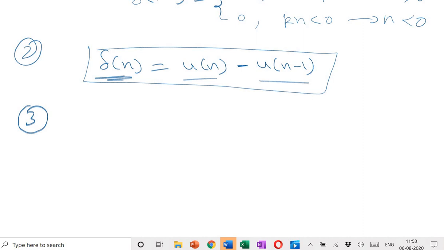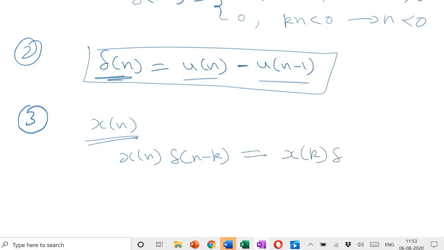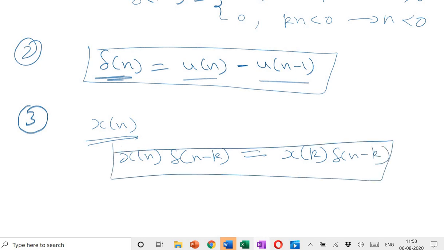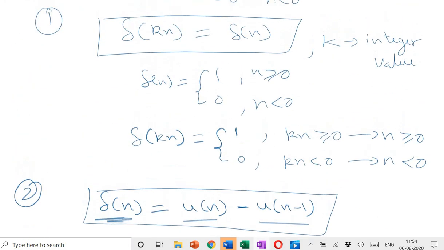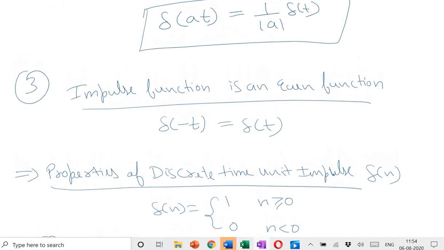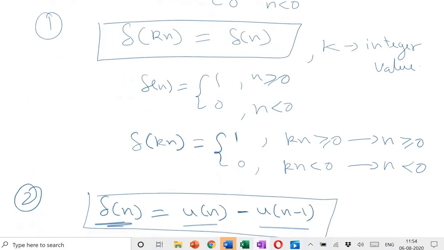The third property states that for any arbitrary sequence x of n, x of n multiplied by the shifted version of the discrete unit impulse is equal to x of k times delta of n minus k. This is your third property. So this is all about the unit impulse function. You've seen the properties of the continuous time and the discrete time unit impulse function also.